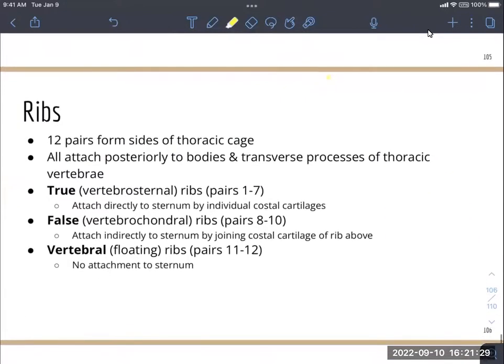So as I've mentioned with the ribs, we have our true ribs, which attach directly to the sternum. Our false ribs, which are 8 through 10, while true ribs are 1 through 7, attach by joining costal cartilage. Then our floating ribs, or vertebral ribs, have no sternal attachment. That's 11 and 12, as I pointed out in the picture above.